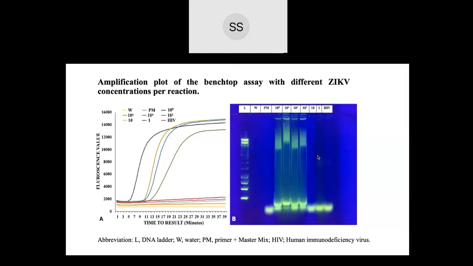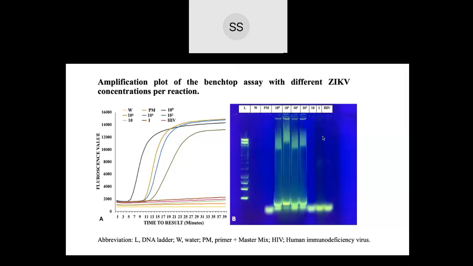So in the very first testing, as you can see, this is the amplification plot of the benchtop assay with different concentrations of Zika virus per reaction. One reaction of the loop-mediated isothermal amplification contains master mix, primer, water, target, and the dye for the detection of the amplification signals. Initially, all the preliminary tests were carried out in a thermocycler in the PCR.